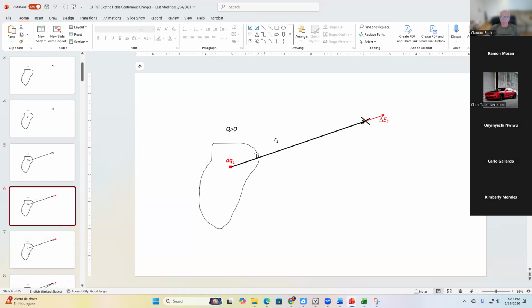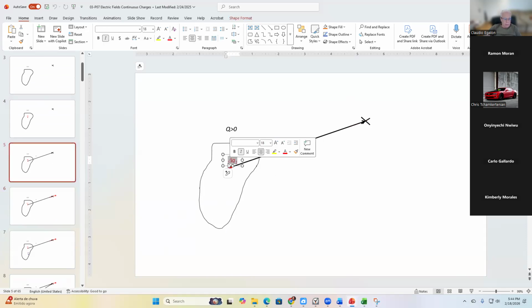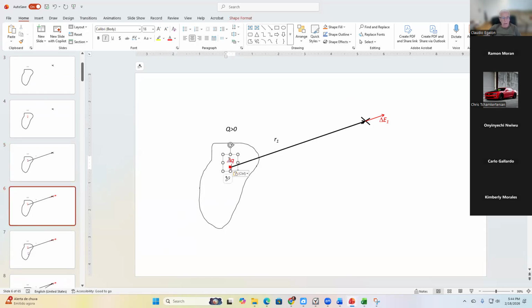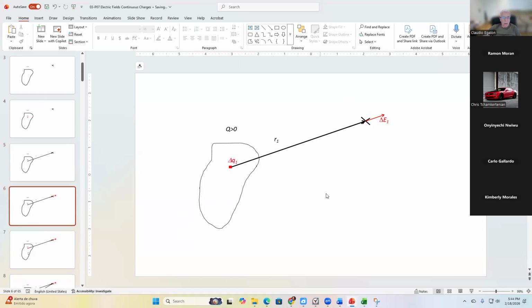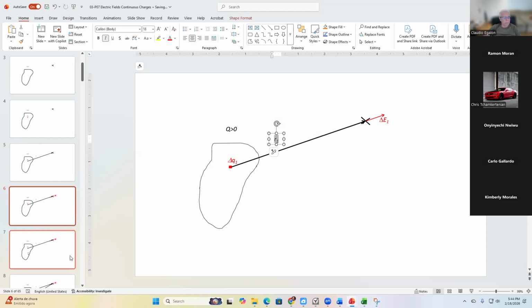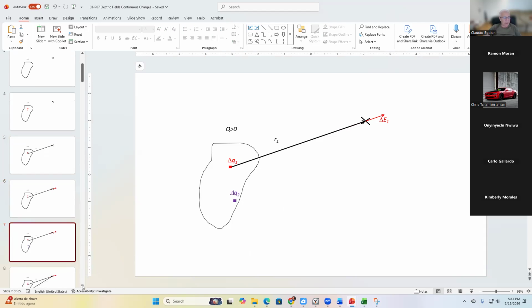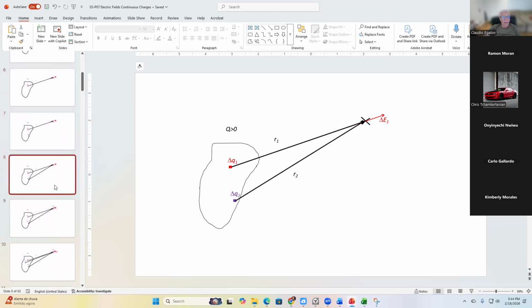That's the contribution of this infinitesimal charge distribution, delta P1. Instead of dq1, I'm going to put delta q1, okay? Delta q1. Here, the distance r1. Then we get the contribution of this other infinitesimal charge distribution, right? That's the whole idea.